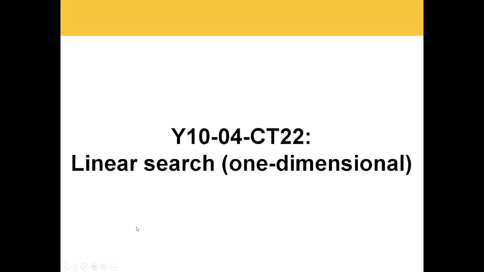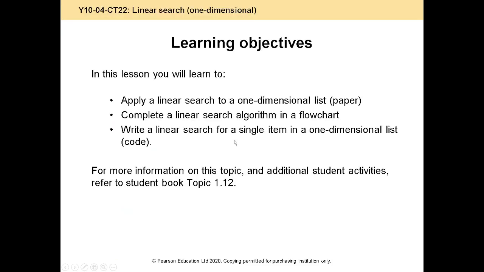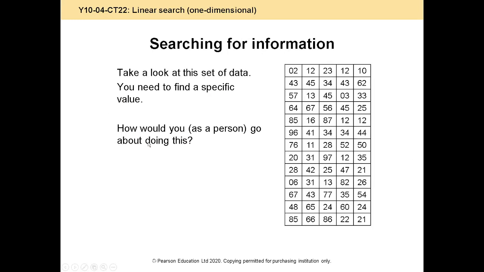Today, we are looking at linear searches through one-dimensional lists. We want to know what a linear search is, how to do it in a flowchart, and how to write it in Python. So, if I ask you to find the number 77, how would you describe where it is? Good. So we've had a little discussion about how we found 77.